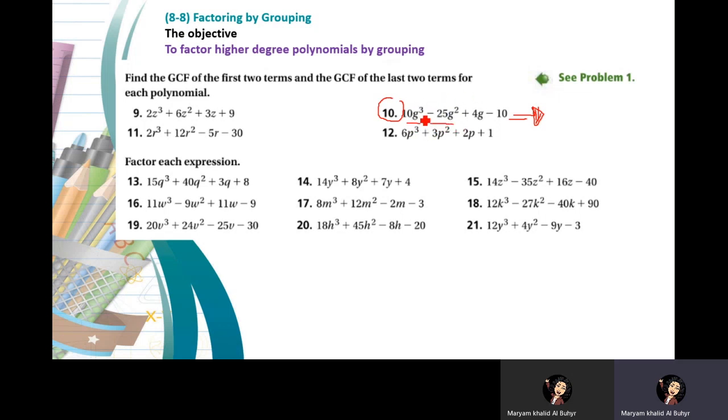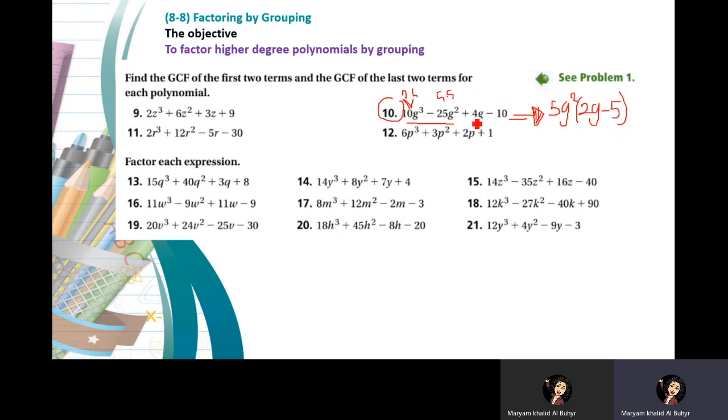So what is the common factor between these? This is 2 times 5. This is 5 times 5. So the common factor between them is 5. Here I have g to the power 3 and g to the power 2. So we write 5 outside, then g to the power 2, then open parentheses 2g minus 5.